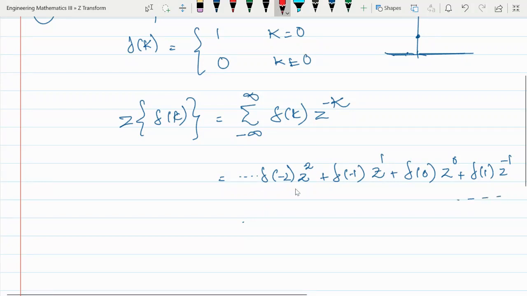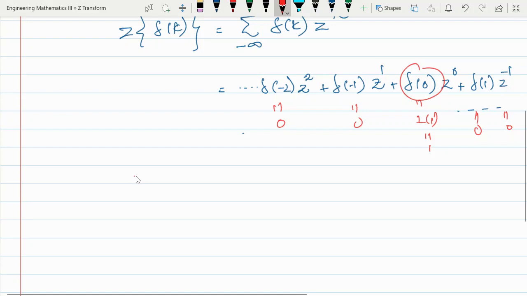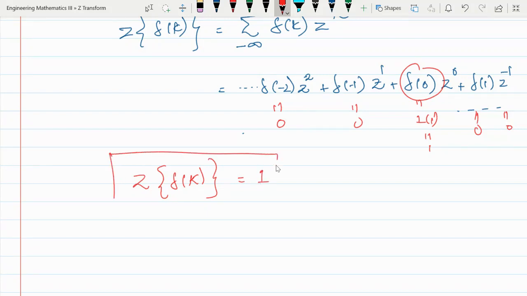Now if you observe, all these values are 0, this value is 0, this value is 0, and this value is 1. Am I right? So delta 0 is 1 as given. For k equal to 0 the value is 1, isn't it? Therefore this is 1, z raised to 0 is always 1, so this total value becomes 1 into 1 equal to 1, and the other values are 0. So what is the Z transform of this delta k? It is simply 1, isn't it? Okay, it is very simple.